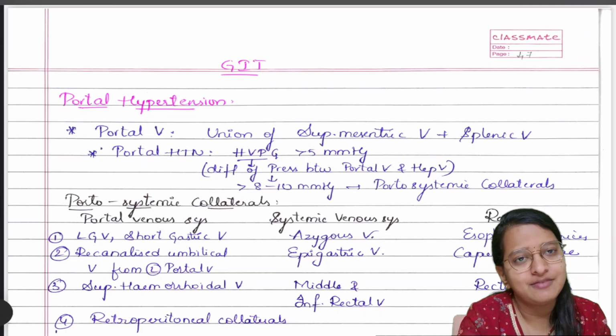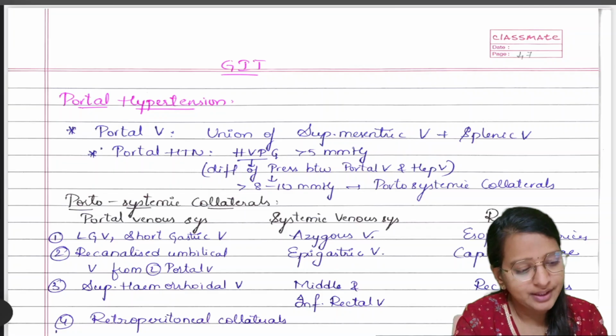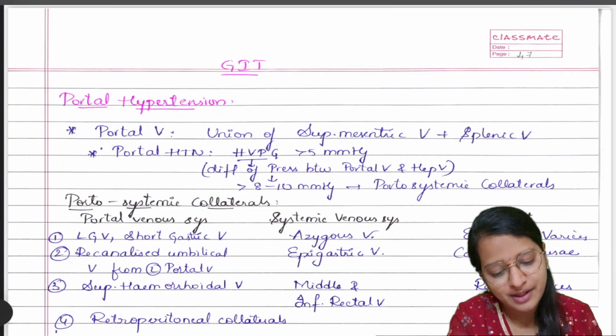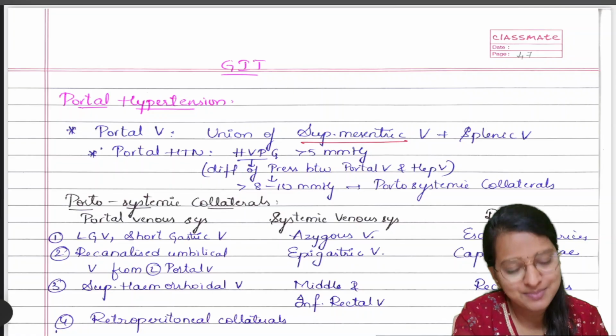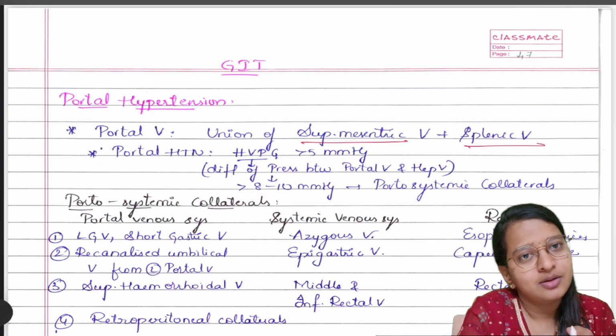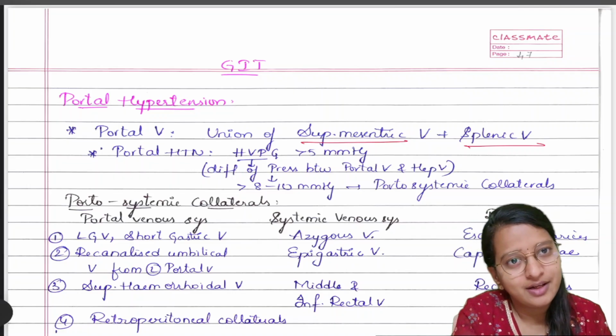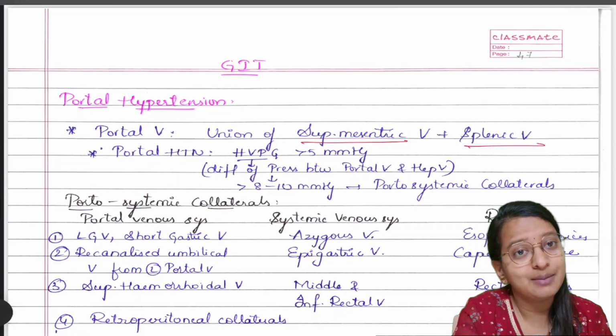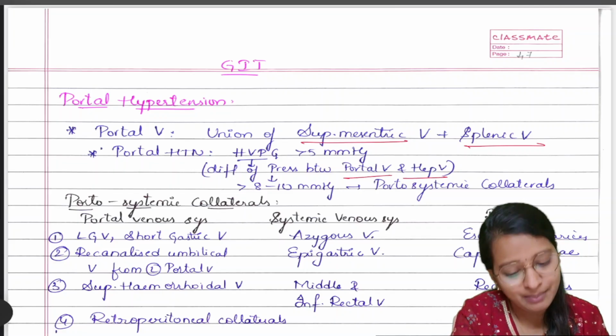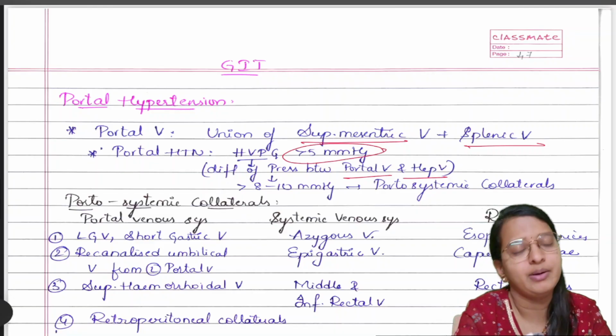Coming to GIT manifestation, firstly, portal hypertension. How is the portal vein formed? It is formed by the union of the superior mesenteric and splenic veins. Portal hypertension is defined when the hepatic venous pressure gradient, that means the pressure gradient between your portal vein and hepatic vein, is greater than 5 mmHg.